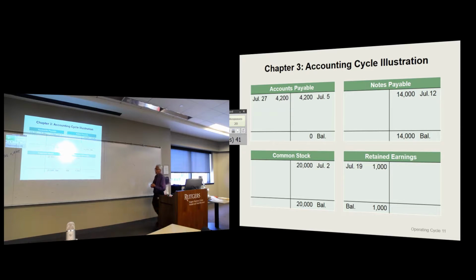Then the equities, common stock, credit balance of 20, and retained earnings, debit balance, now that's not the normal balance, right? So basically I know that I've got to look into this, and I'd look into it and say, oh, well, I didn't close the revenues and expenses yet. That's why there's a debit balance.